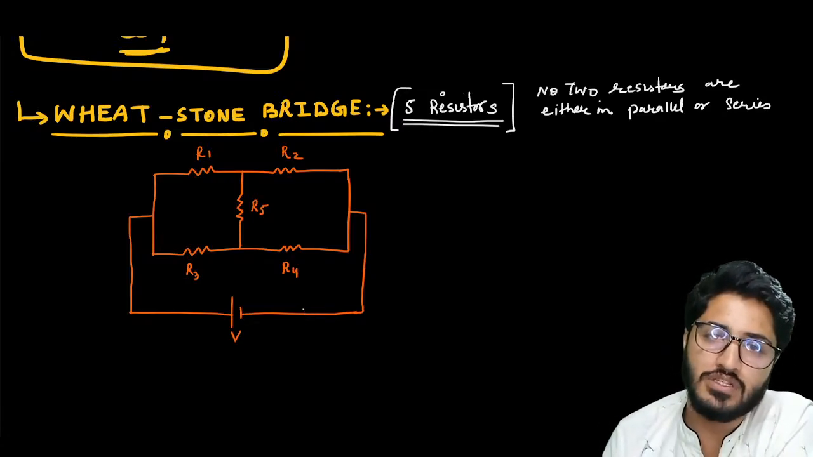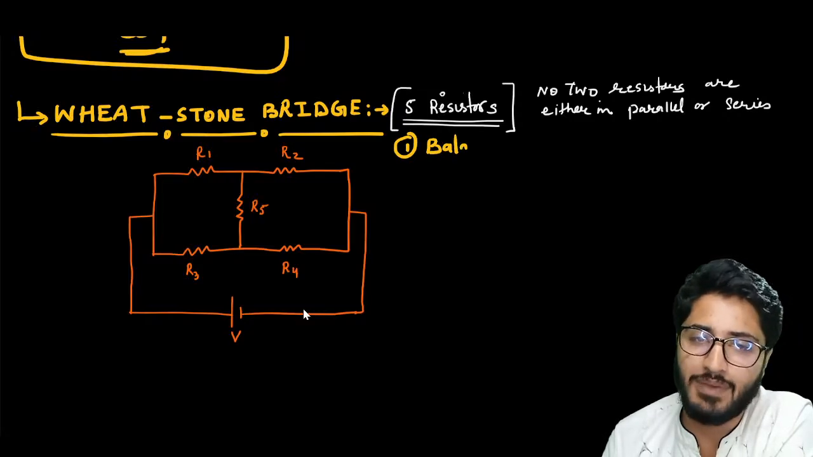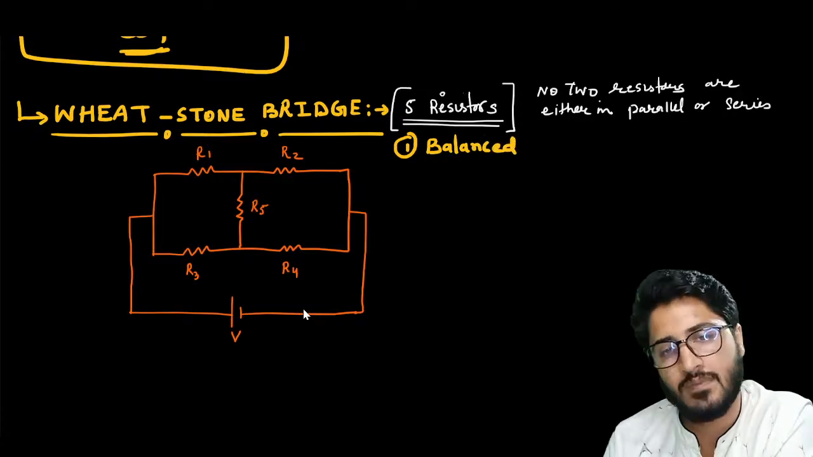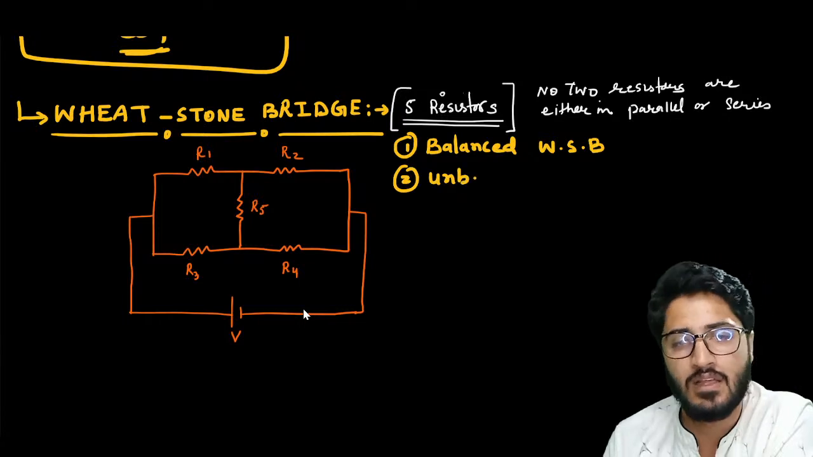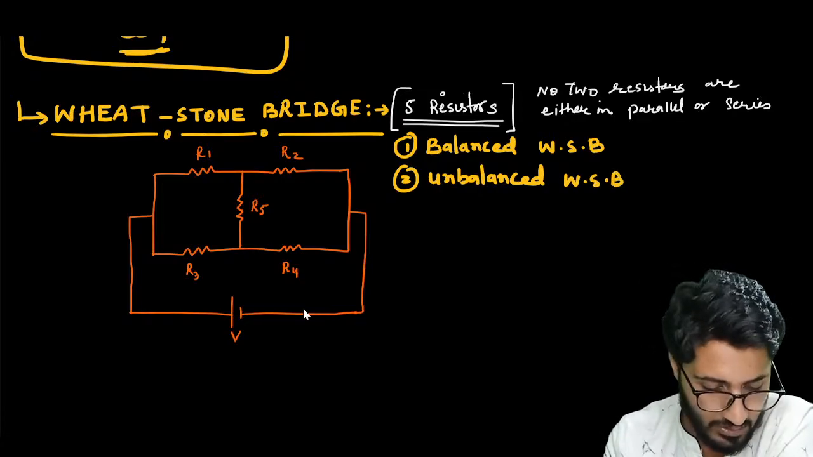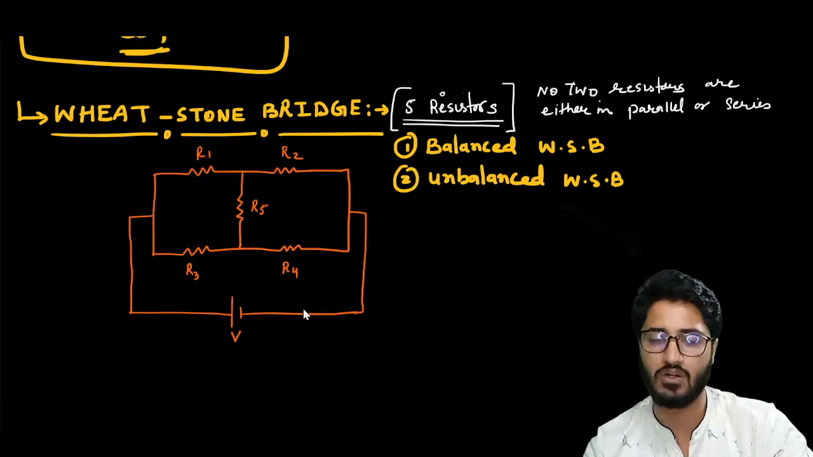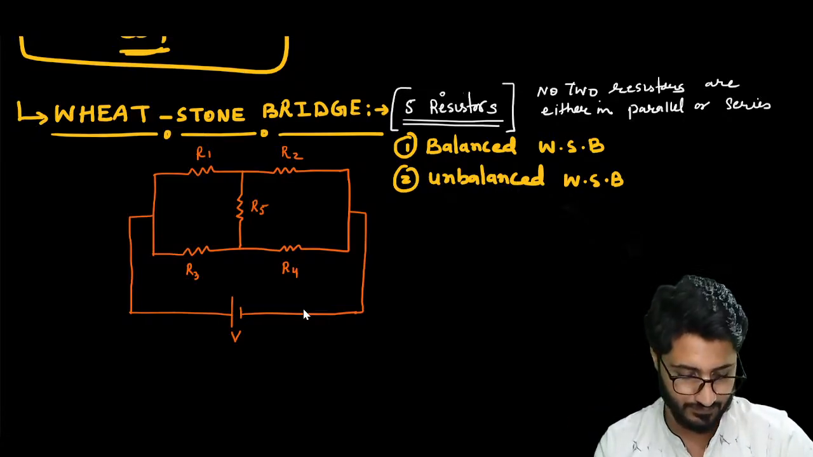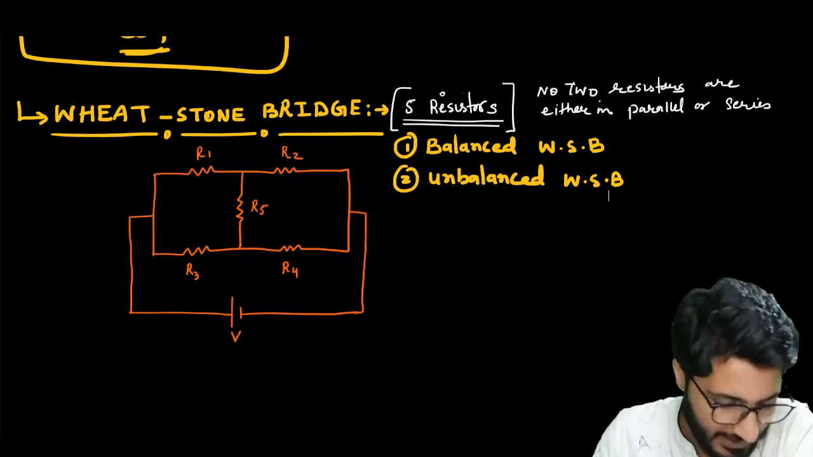So in Wheatstone bridge, we need to study two things. First one is very famous, that is balanced Wheatstone bridge. WSB is short form of Wheatstone bridge. Second one is unbalanced Wheatstone bridge. So we will talk about one by one. Firstly, we will talk about the balanced Wheatstone bridge, then how to do numericals based on this one, then we will do unbalanced Wheatstone bridge. Okay, I am going from the basics, and if you find any difficulty, you can just ping the comment.